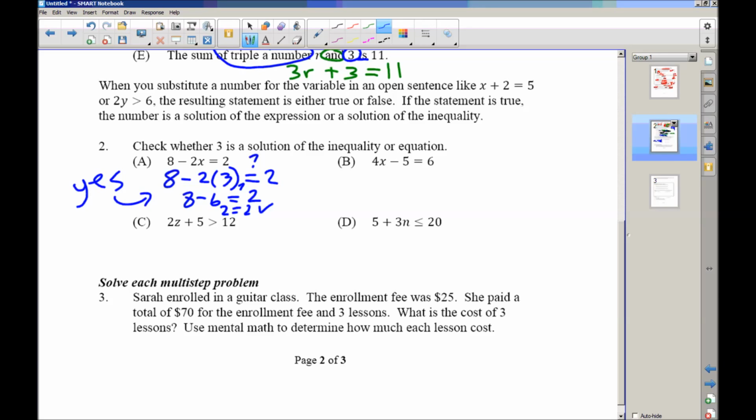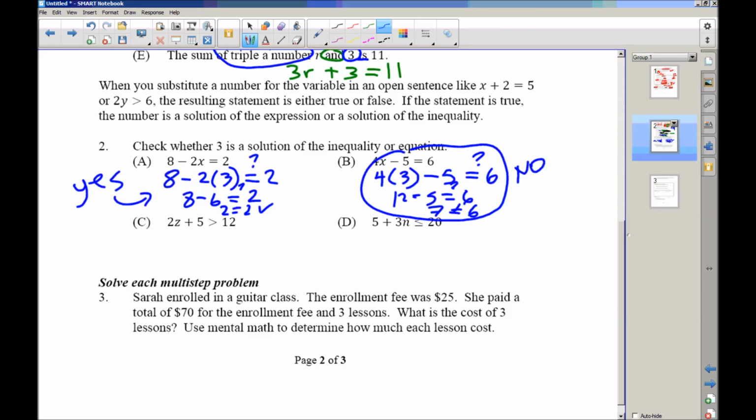All right, part B. I'm going to check 3 again to see if it's a solution. So I'm going to replace x with 3. This is going to give me 12 minus 5 equals 6. These are both question mark because I'm checking. 12 minus 5 is 7. 7 is not equal to 6. Okay, so this is going to be no for my final answer, but I have to have that work with it. Make sure you get this part here, otherwise you're not going to get full credit.